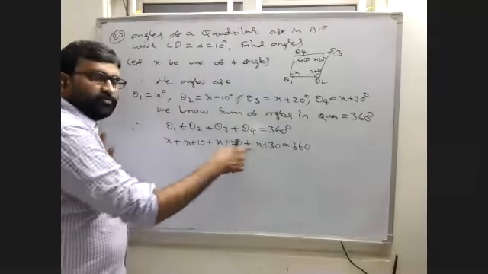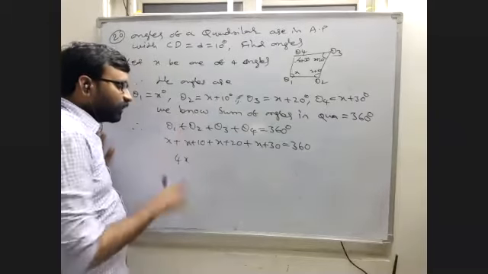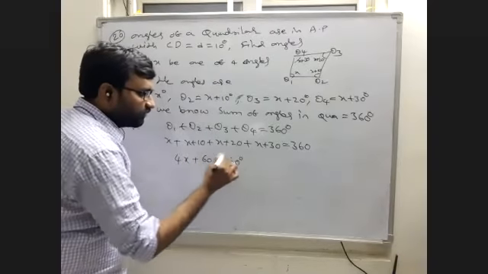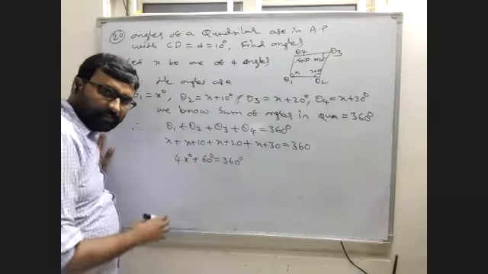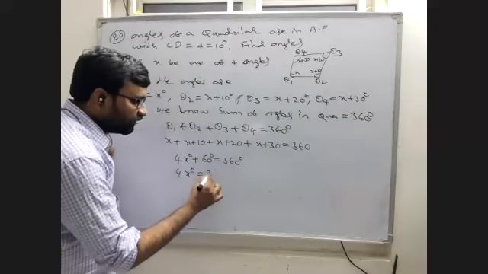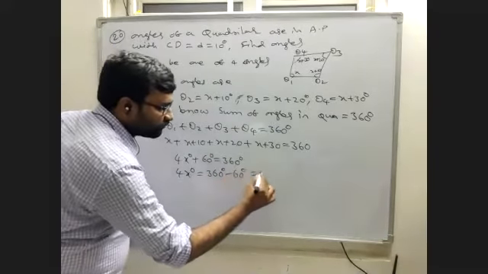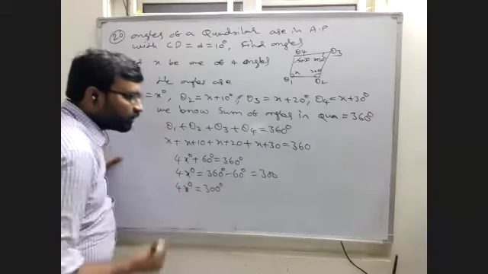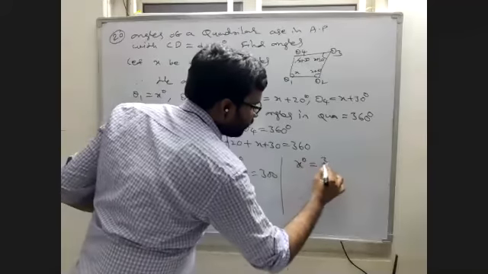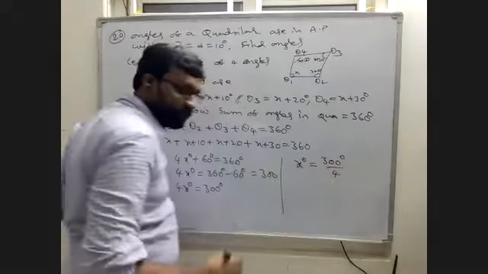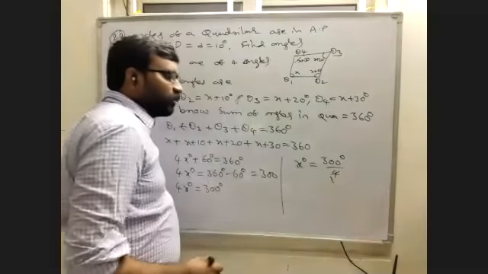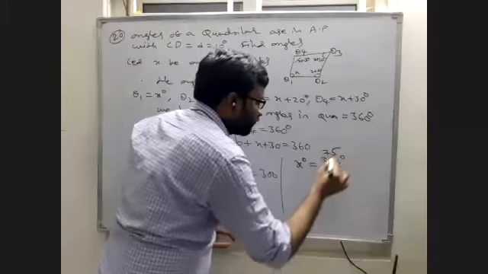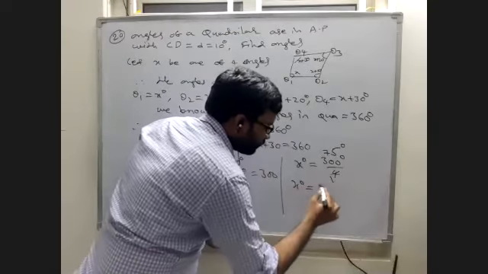Now 1, 2, 3, 4 times x we have, that is 4x, and 10 plus 20, 30 plus 30, 60, is equal to 360 degrees. Now taking 60 degrees that side, 4x degrees is equal to 360 degrees minus 60 degrees, equal to 300 degrees. So 4x degrees is equal to 300 degrees. Now x degrees is equal to 300 degrees by 4. Dividing, the x degrees is 75 degrees.